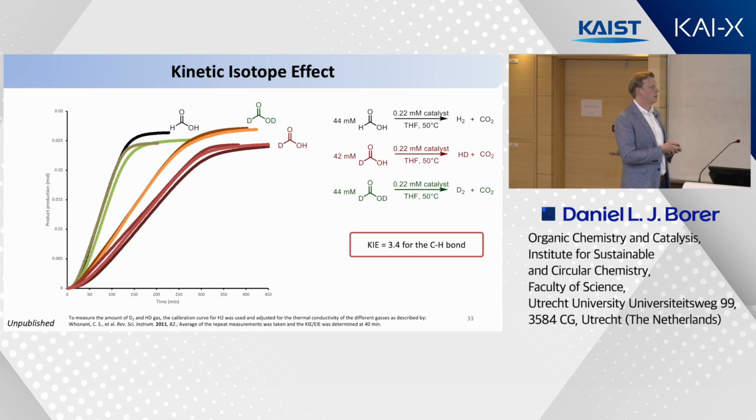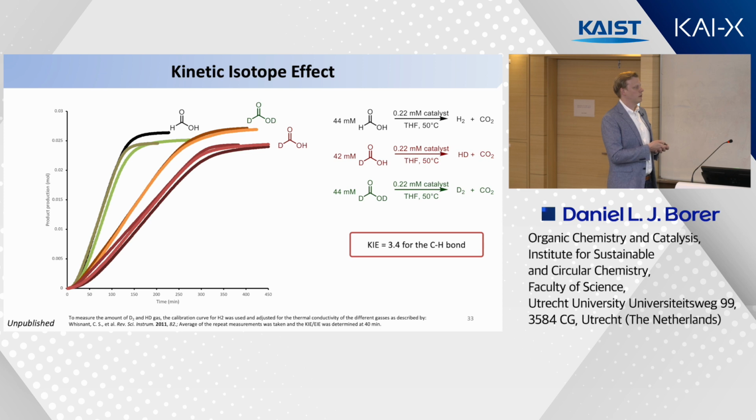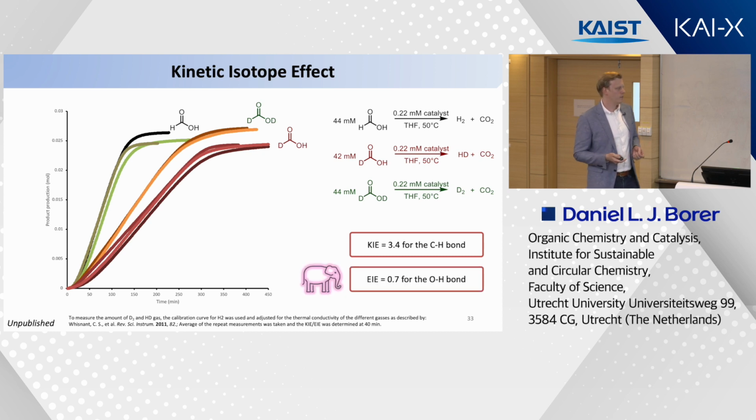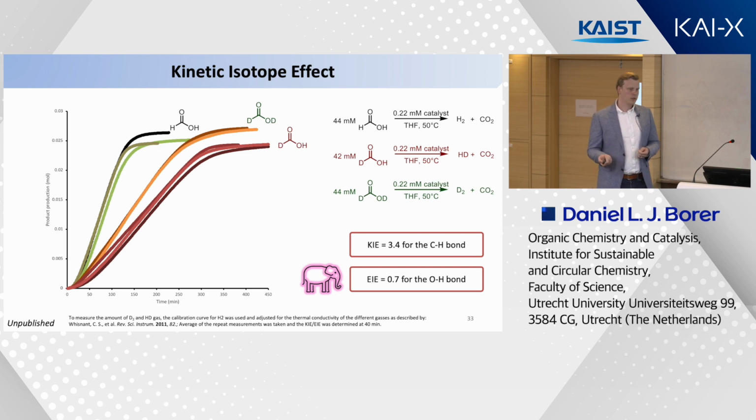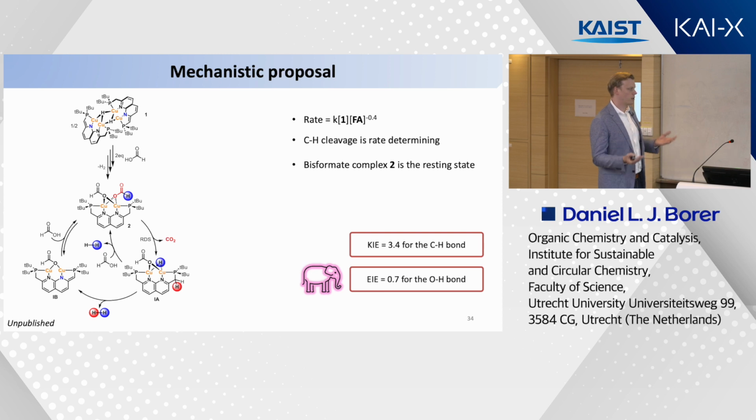So we have a deuterium on the carbon, but also an O-deuterium bond. In that case, we see that the reaction is faster than the monodeuterated formic acid, but still slower than that. And we think that is due to a combination of a kinetic isotope effect on the carbon-deuterium bond, which slows the reaction down, but the OD actually makes the reaction faster. And that is because we think there's an equilibrium isotope effect that is also consistent with the negative first order in the reaction. So this is the current mechanistic proposal.